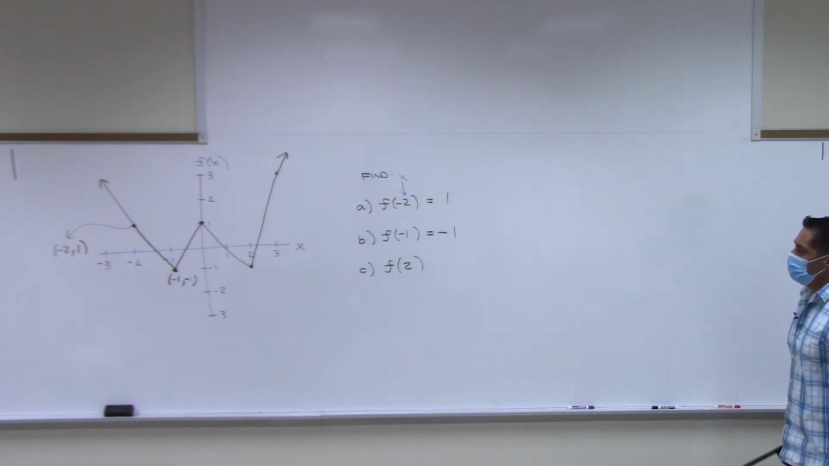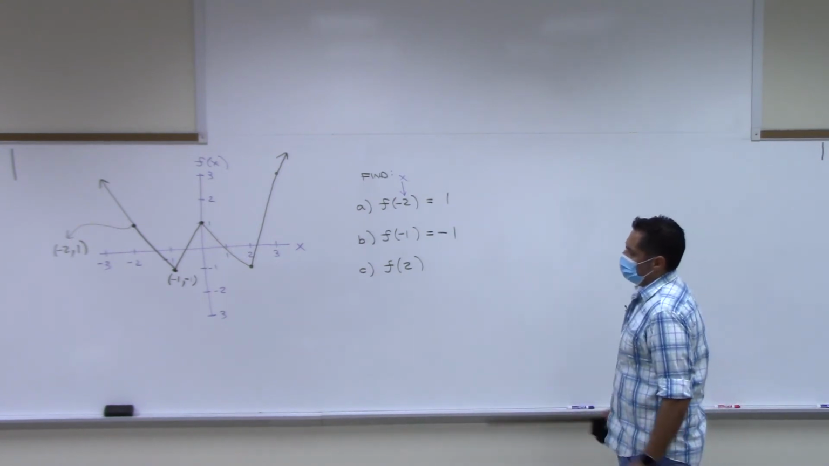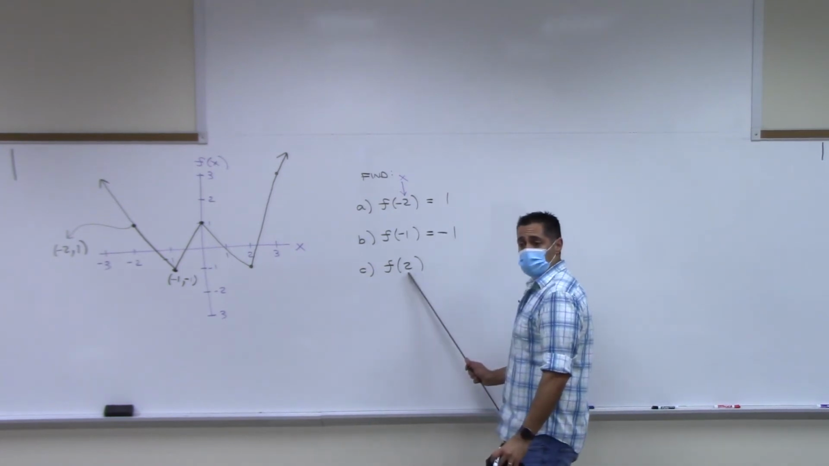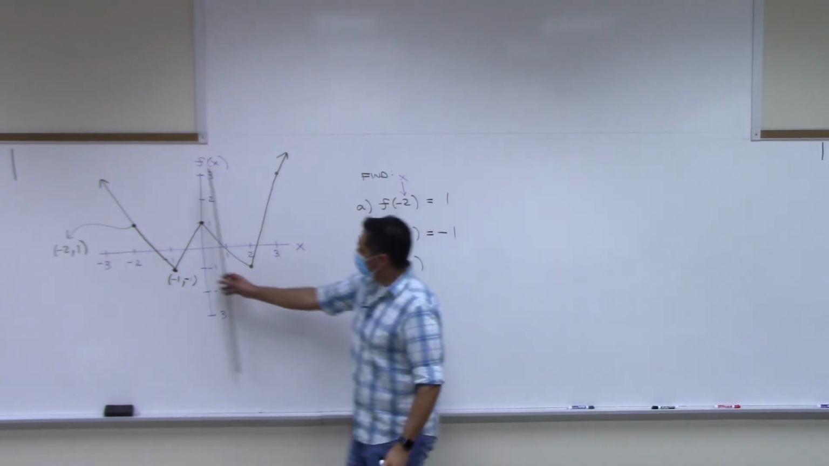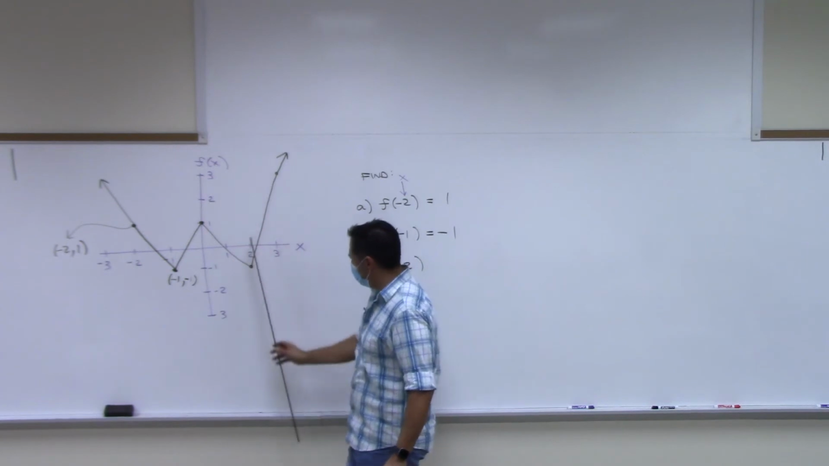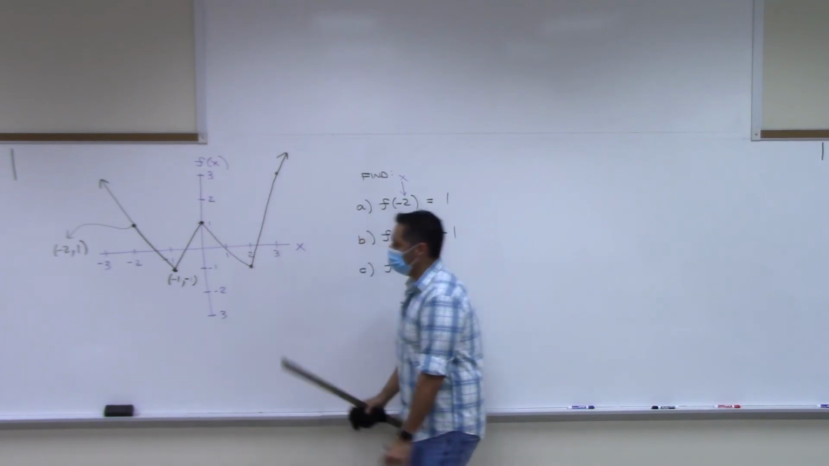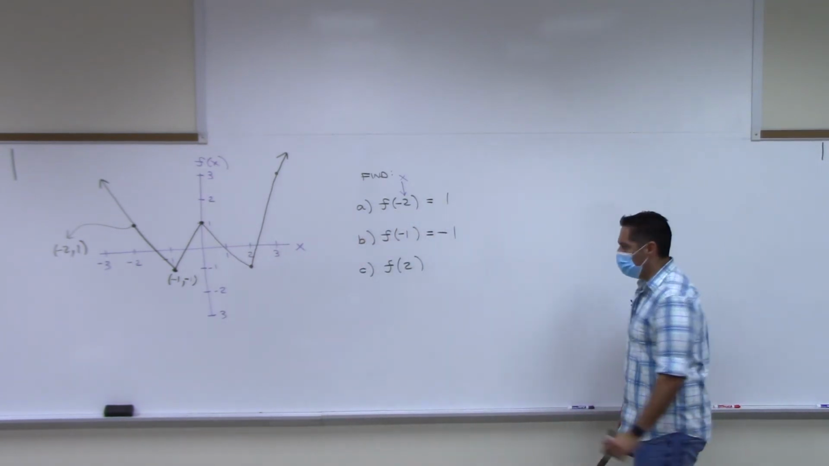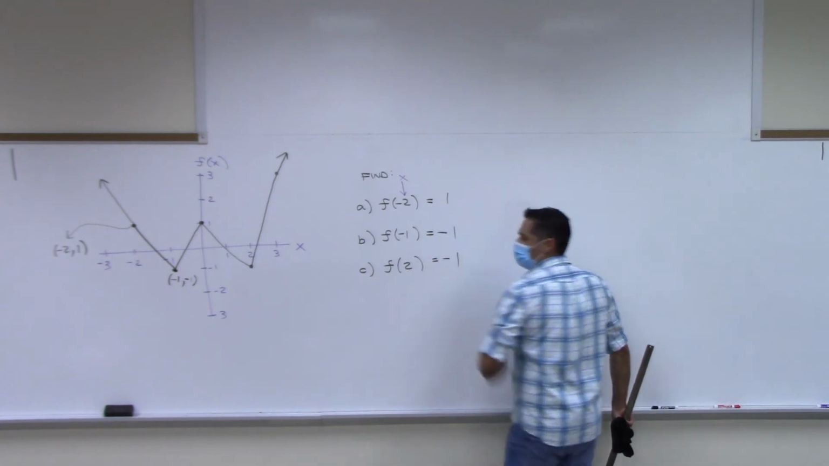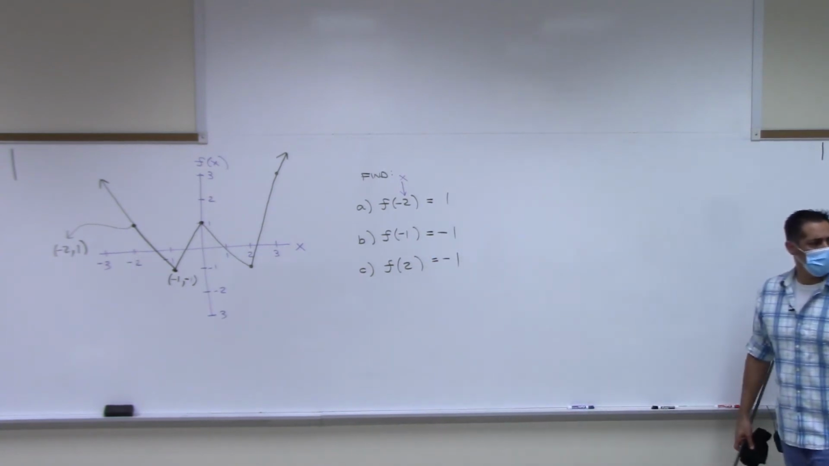Okay. And then f of 2. So the x is 2, right? I'm plugging in 2 for x. So I go to the right 2, I look up and down, and I see I have a point right here. What's its output? Negative 1. Good. Does that seem pretty straightforward? Yeah?